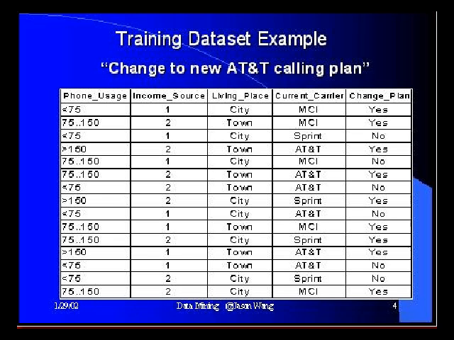So these are classes. This tuple or training example belongs to the positive class. This belongs to the positive class as well. Now, if this family has less than 75% phone usage, only one person is making money, the family is living in the city, and the current carrier is Sprint, no, that family will not change to the AT&T calling plan. So these class labels must be given.